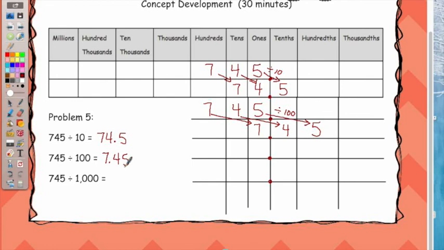7.45. Okay, Jair, try and say that one for us. 7 and 45 hundredths. Good. Now don't forget, if you get confused, after you say 45, look up at the place value. That will help you. Okay? Good job. Okay, 745 again. Divided by 1,000. 3 place values. Very good. How did you know it was 3? Because there's 3 zeros in 1,000.